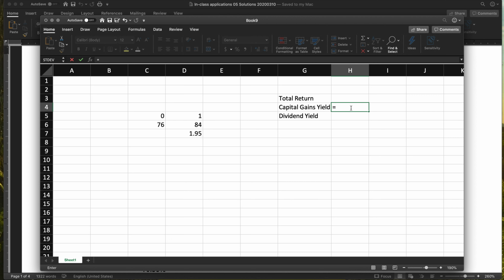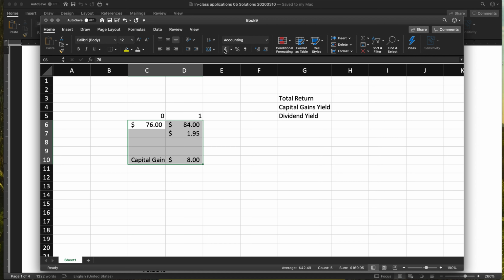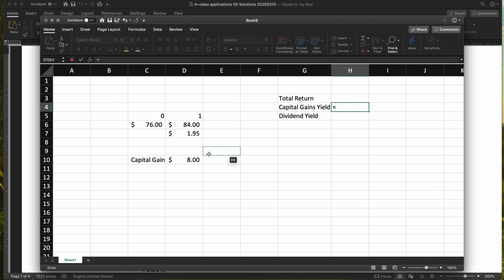The capital gain is going to be 84 minus 76. So we're going to make $8. And I will put all of these in dollar format just so you can feel comfortable with that. The capital gains yield. So usually when you see yield, you're going to take some number and divide it by another number. And in this case, and in most cases, it's going to be the price that you paid for it.